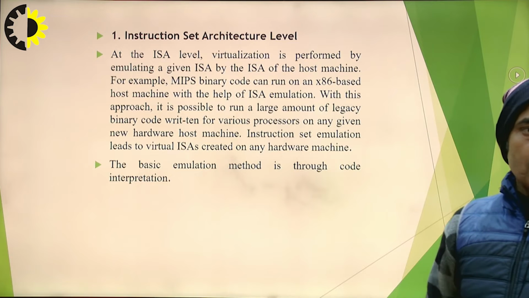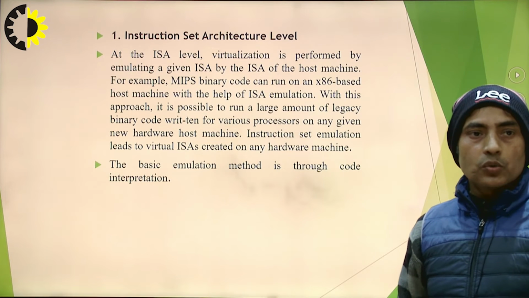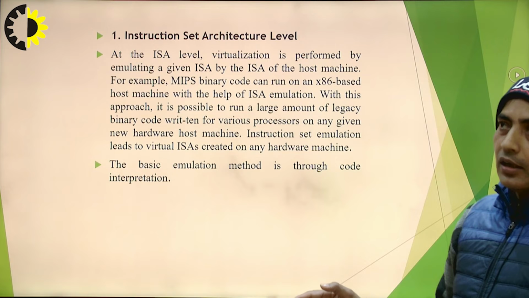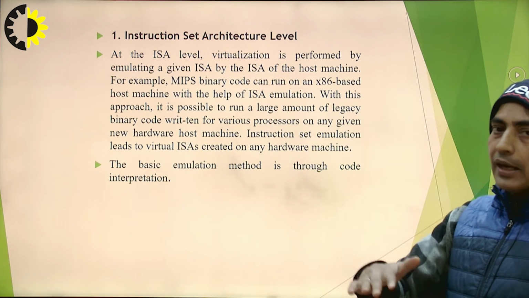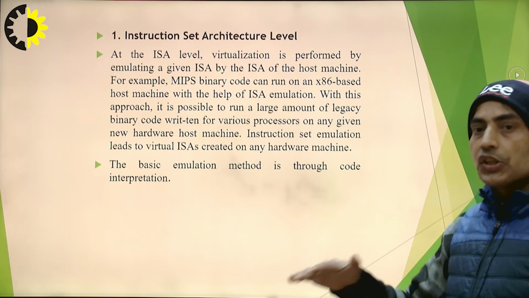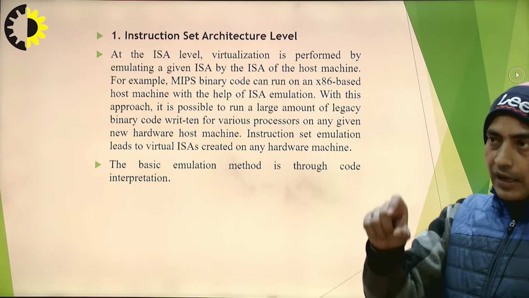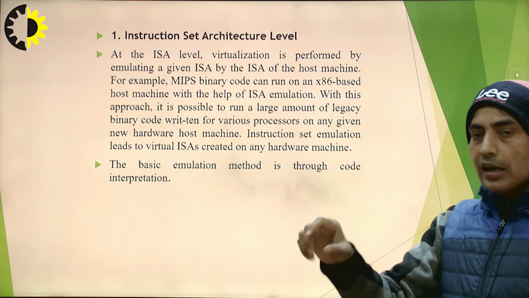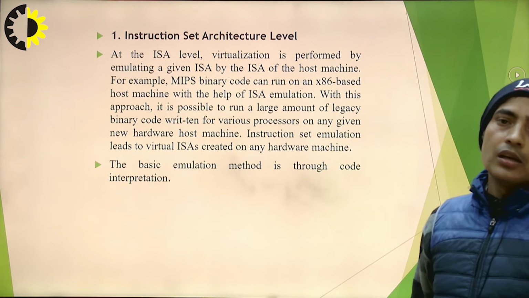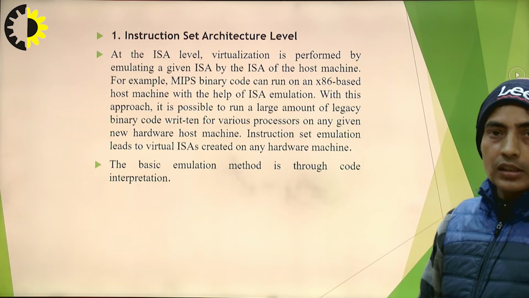So the basic emulation method is through code interpretation. Here, code interpretation means line by line code translation. So the legacy code is emulated line by line into instruction set architecture instructions.